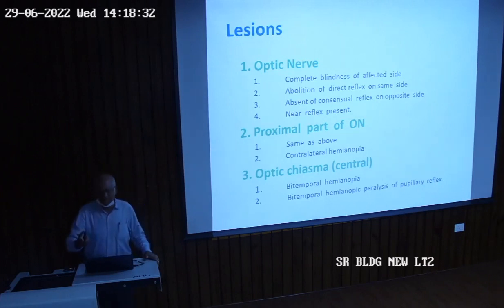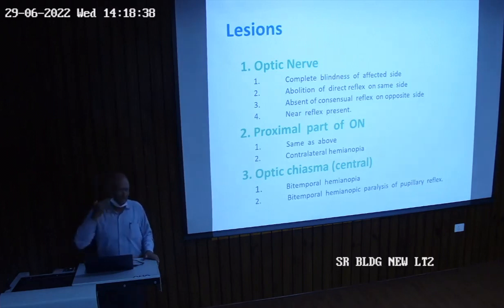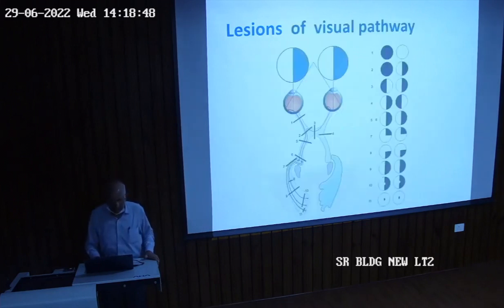If I ask you in the examination, suppose there is a sharp cut at the optic nerve just behind the globe, what will be the effect? Complete blindness, direct and indirect reactions absent, and near reflex present. This is one. Take the second one. This is the second one, at the optic chiasma level, just near the optic nerve.